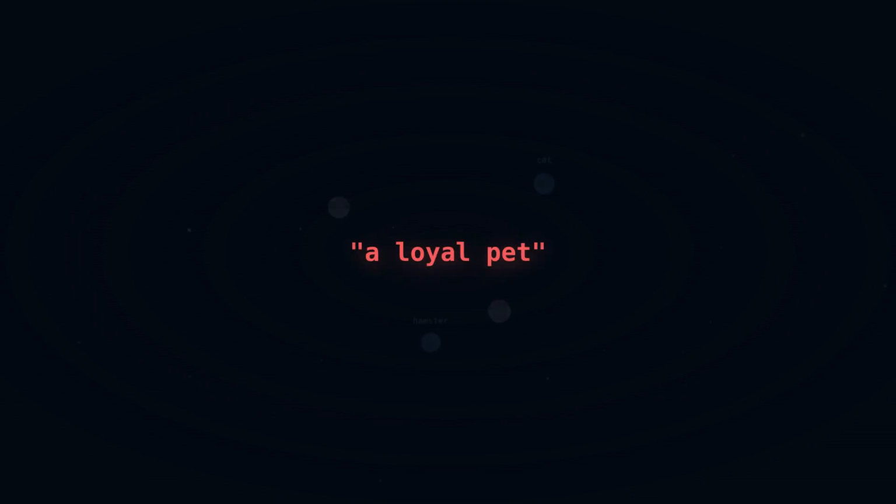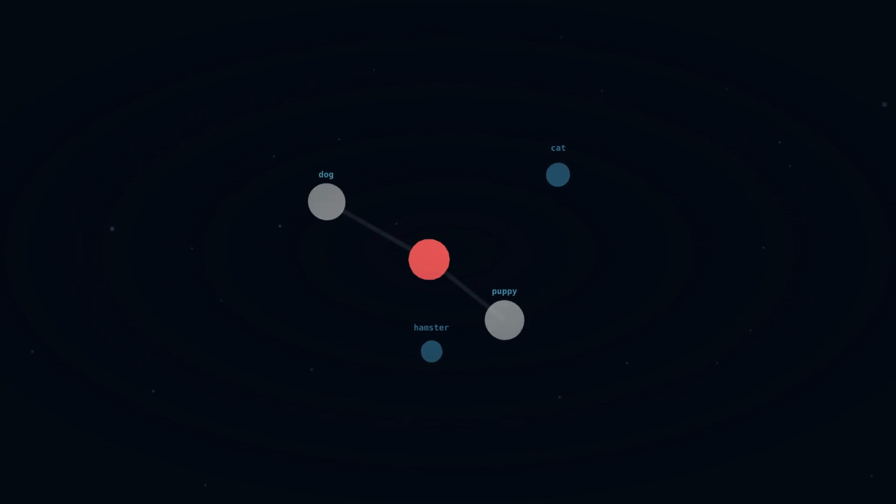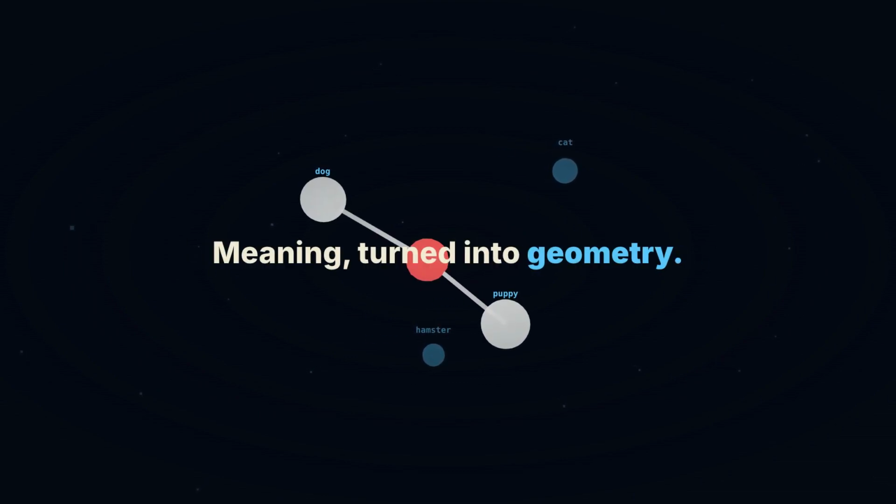Watch this phrase, a loyal pet, become a single point in space. It lands right next to dog and puppy. That's meaning turned into geometry.